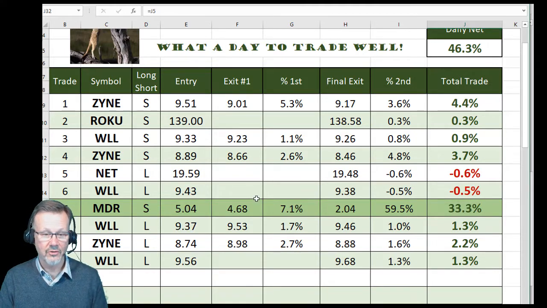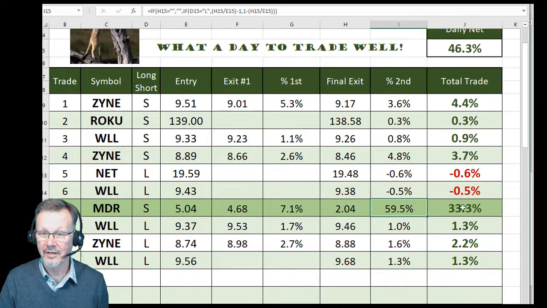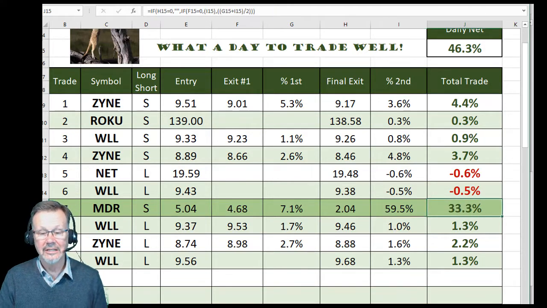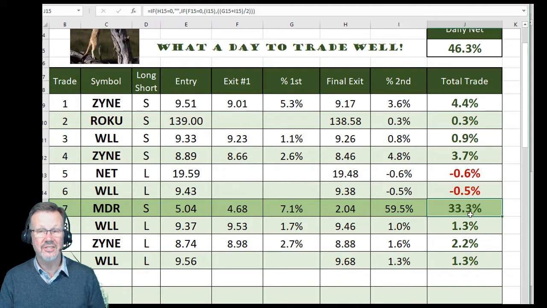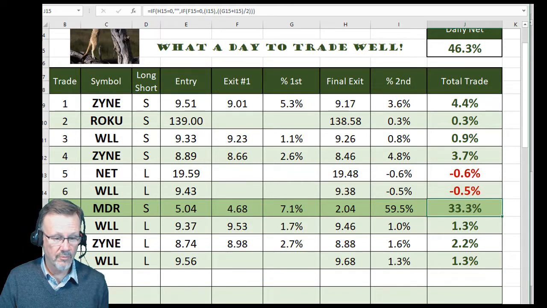And look at on the second, I took out half when it stalled, and then the second half went up 59%, and net trade was 33%. And wow, that was an incredible trade. It happens just a couple times a year where we get a big runner like that. But you know, we had expense trades on that particular day too. So that was the biggest single trade of the year for me.